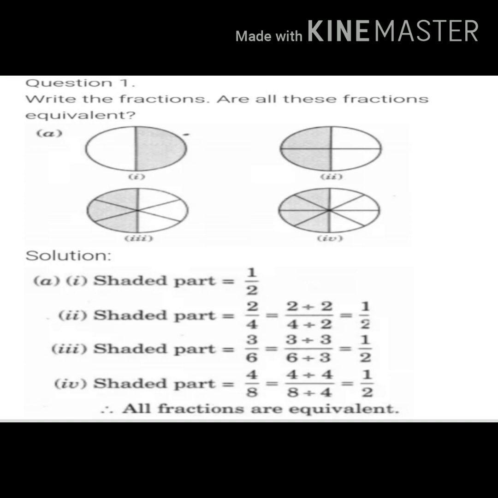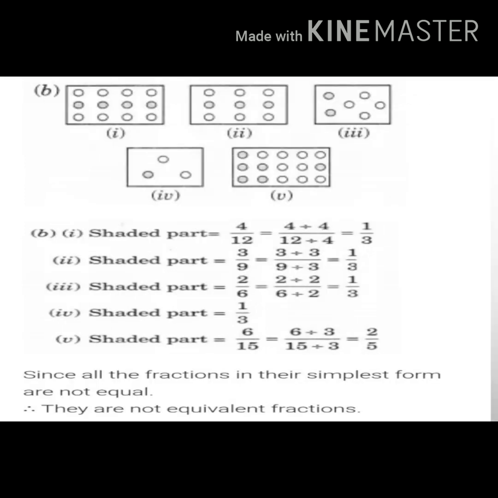As you can see, all parts have equal value after simplification, that is 1 by 2. Therefore, they are equivalent fractions. In a similar manner, we will solve B part. In this question, we have been given 5 figures. Firstly, we will convert this information into fractions, and then after simplification, we will check whether they are equivalent or not.